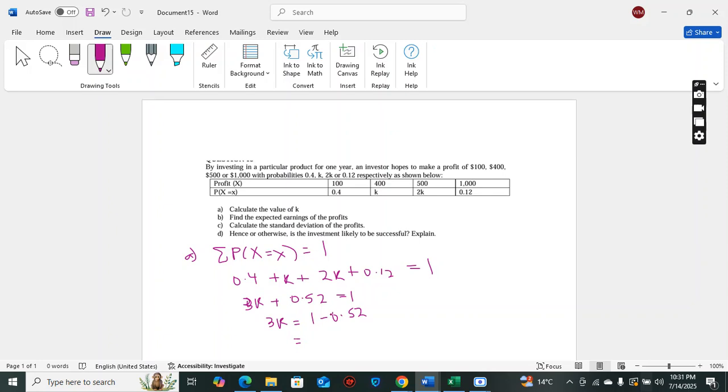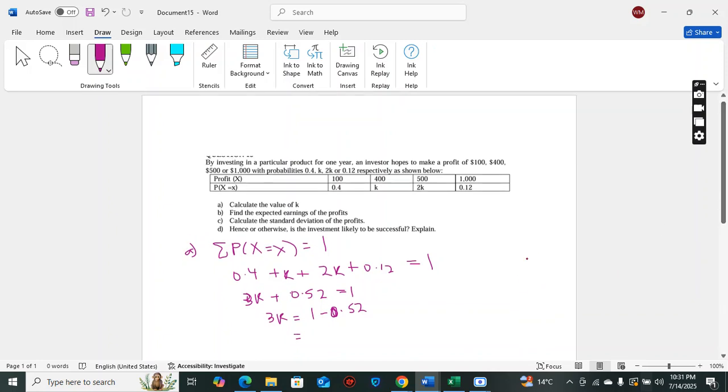Negative how? Not negative, sir. It won't be negative. No, 1 minus 0.52. Since 1 is greater than 0.52, so you will get a positive value. Okay, 1 minus 0.52 is 0.48.